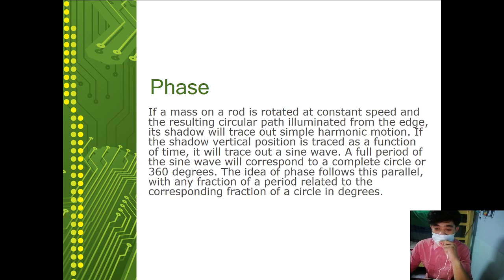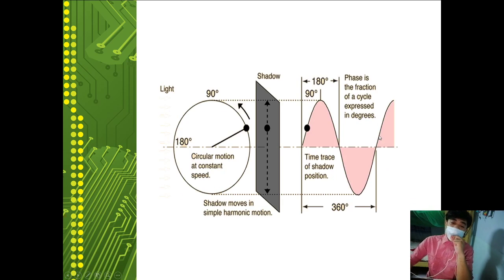Phase: if a mass on a rod is rotated at a constant speed and the resulting circular path is illuminated from the edge, its shadow will trace out a simple harmonic motion. If the shadow's vertical position is traced as a function of time, it will trace out a sine wave. A full period of the sine wave will correspond to a complete circle, or 360 degrees. The idea of phase follows this parallel, with any fraction of a period related to the corresponding fraction of a circle in degrees.